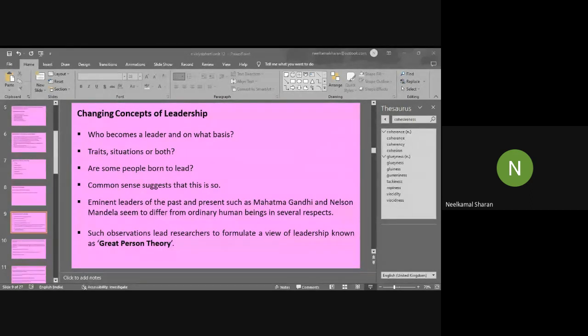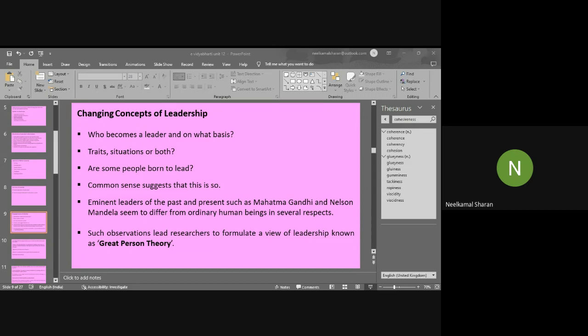Another question came into their mind, that are some people born to lead? Is it an inborn quality of a person? Common sense suggests that this is so. Eminent leaders of the past and present, such as Mahatma Gandhi and Nelson Mandela, seem to differ from ordinary human beings in several respects. And they observe that the quality of being a good leader is inborn. They are inborn leaders. So such observations lead the researchers to formulate a view of leadership known as great person theory.